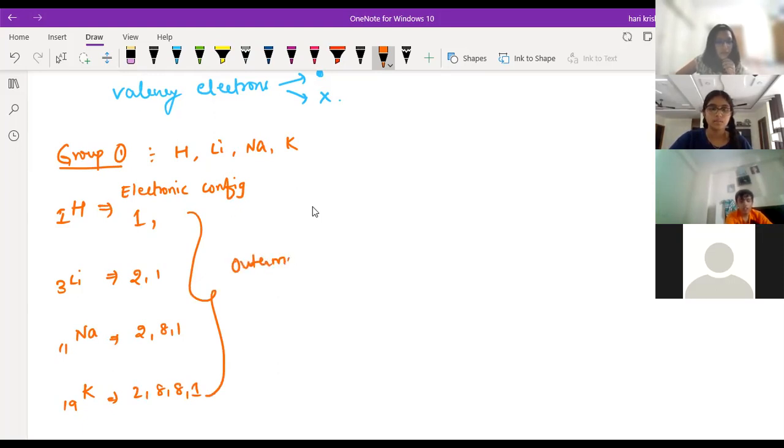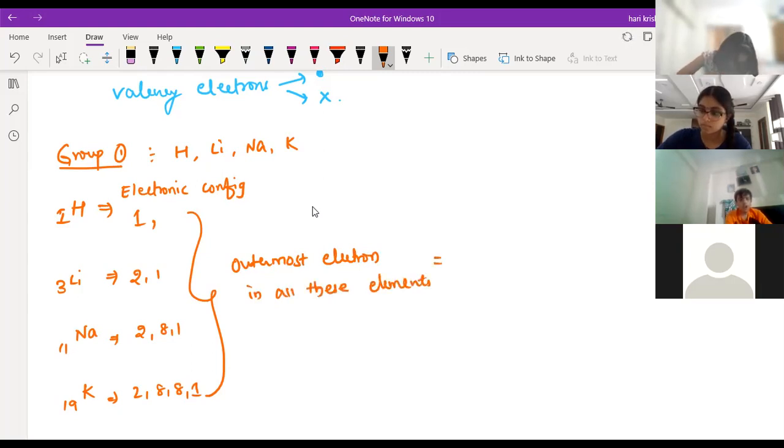1. Is it the same for all the elements? Yes, sir. Outermost electrons in all these elements are 1 only, right? Means, what is the valency of all these elements? 1. Valency is also 1 only, right? Now, whenever they have one electron in the outermost shell, all will show similar chemical properties, right?